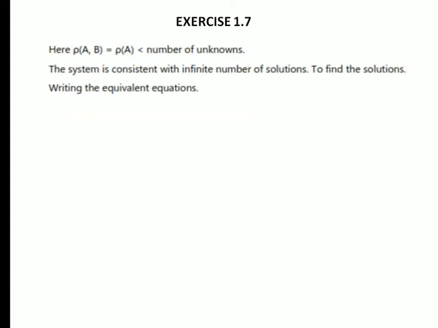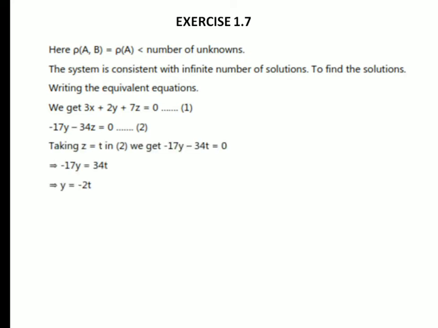Here the rank of [A, B] equals the rank of A, which is less than the number of unknowns. The system is consistent with an infinite number of solutions. To find the solution, write the equivalent equations. We get 3x plus 2y plus 7z equal to 0, first equation. Then minus 17y minus 34z equal to 0, second equation. Then you simplify.